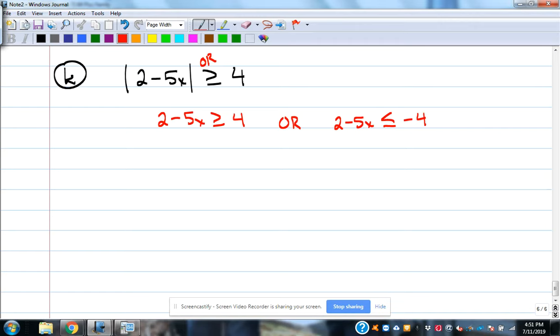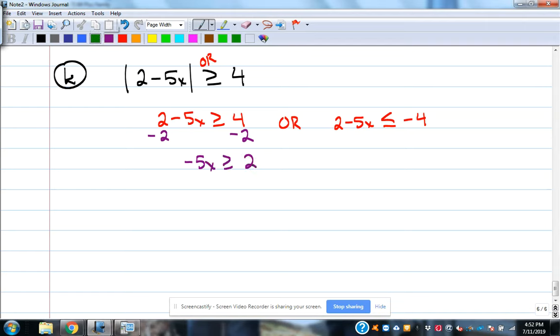Flip the symbol and change the sign so that you're going to the outsides, because it's an or. That's why we got to flip that symbol. And then just solve each of those separately. Okay, so I'm subtracting 2: negative 5x is greater than or equal to 2.